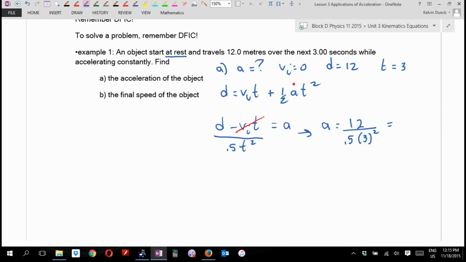Oh, final thing, Adam. How many sig figs? Look up. How many sig figs? You know what? I'll go 3 sig figs. I'll go 2.67 meters per second squared. You okay with that? Good. You can turn your brain off, but pay attention.